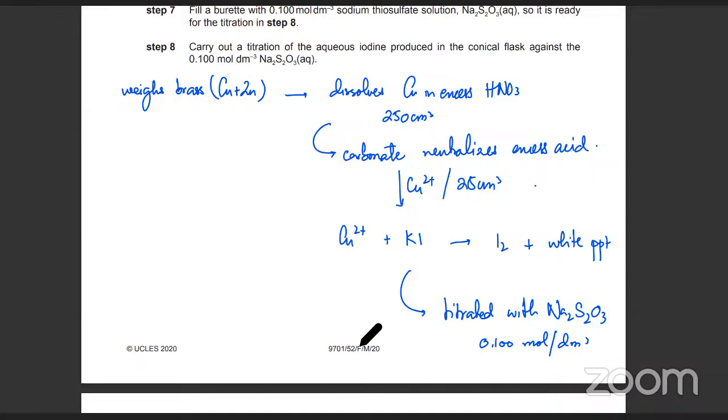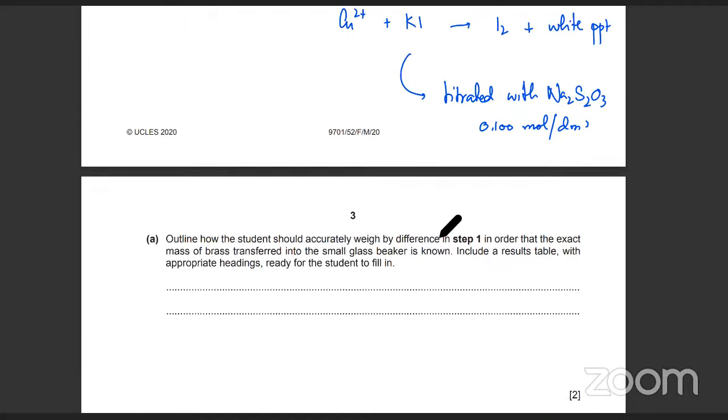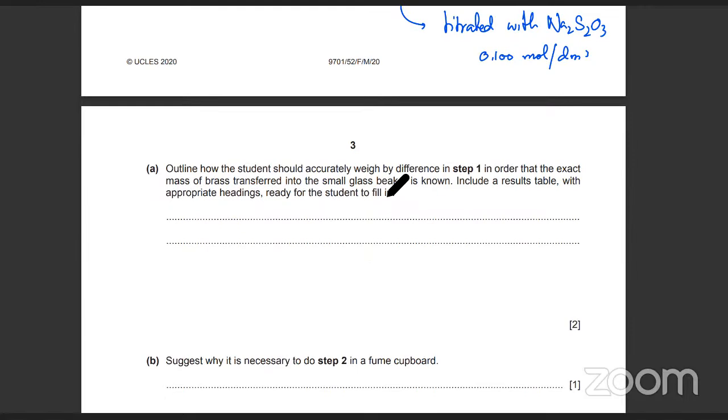What's going to happen after this? What's going to happen is: outline how the student should accurately weigh by difference in step 1 in order that the exact mass of brass is added into the glass beaker. Include a results table with appropriate headings. So you have to make a table. What that table should include is how you measure the brass by difference. Mass is always measured by difference.